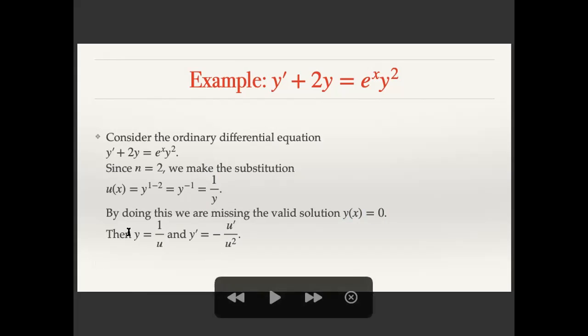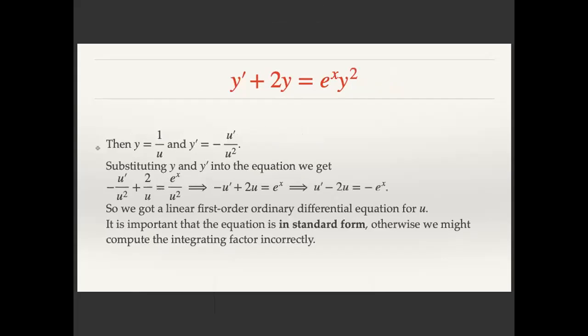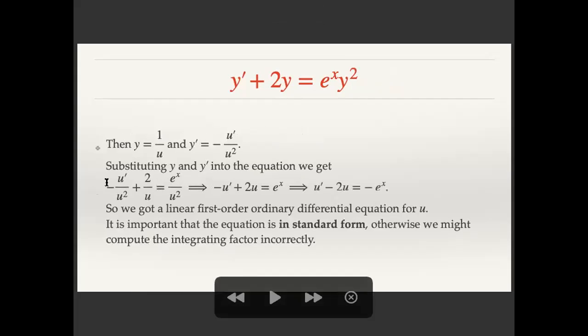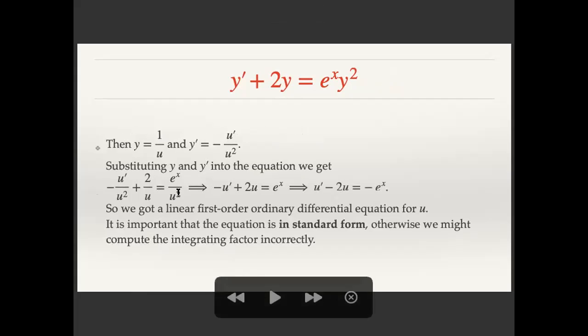So after I make the substitution, if u is 1 over y, y is 1 over u, and y prime is minus u prime over u squared. Now I made the substitutions into the equation itself, and we get that minus u prime over u squared plus 2 times 1 over u, which is 2 over u, is equal to e to the x over u squared. So y squared is 1 over u squared. And then we multiply the whole equation by u squared.